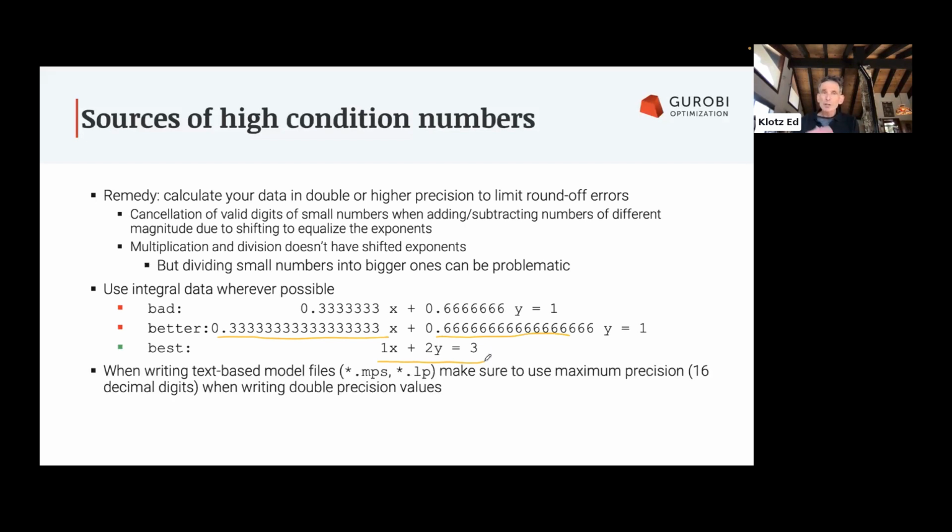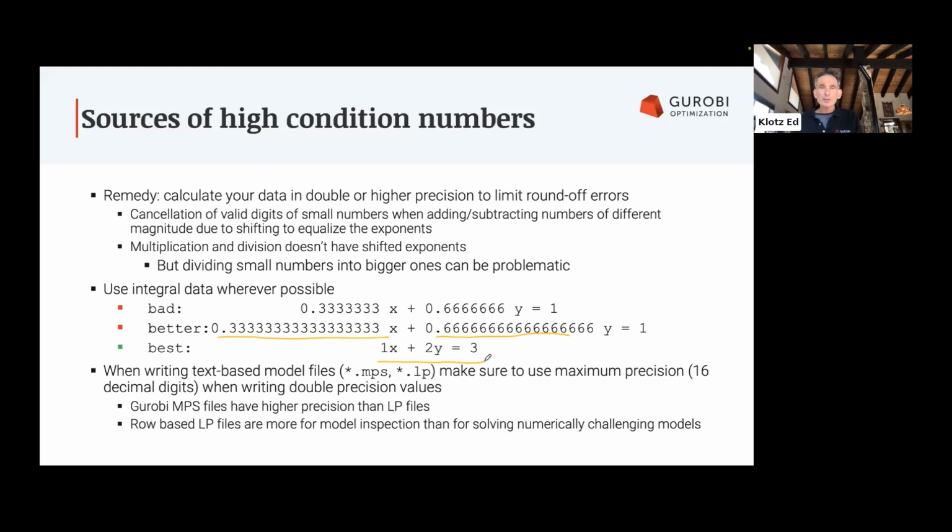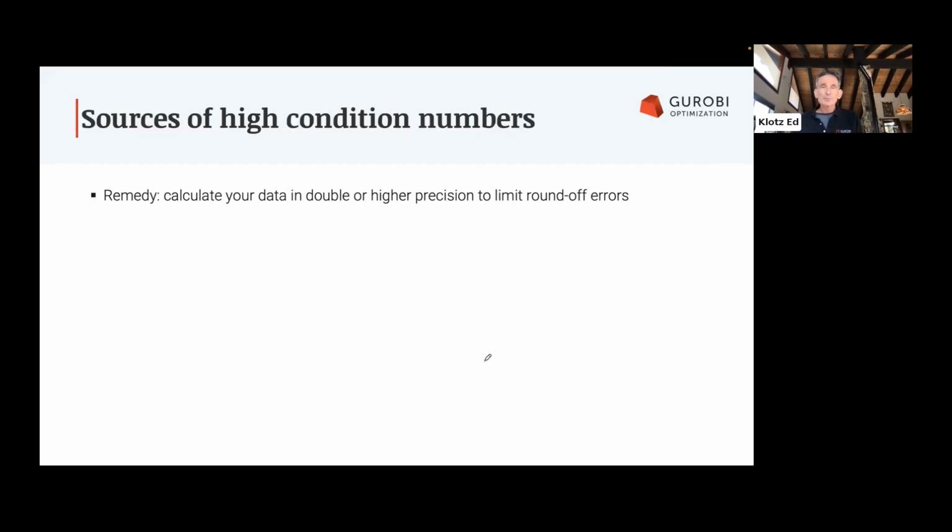And then lastly, one related issue as far as precision, when you're writing out models to investigate things involving ill conditioning, is remember that Gurobi's MPS files have higher precision than our LP files, which have some limit in the number of decimals that it will write out. So when trying to reproduce behavior, use the MPS files. The LP files are really more for model inspection than solving numerically challenging models.